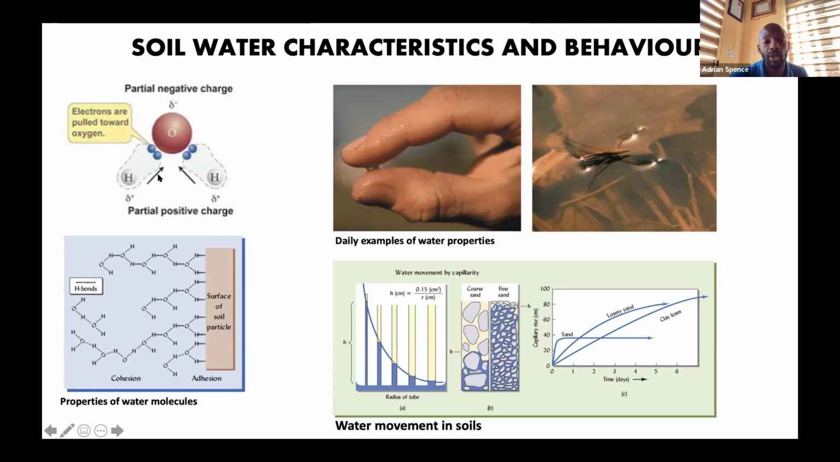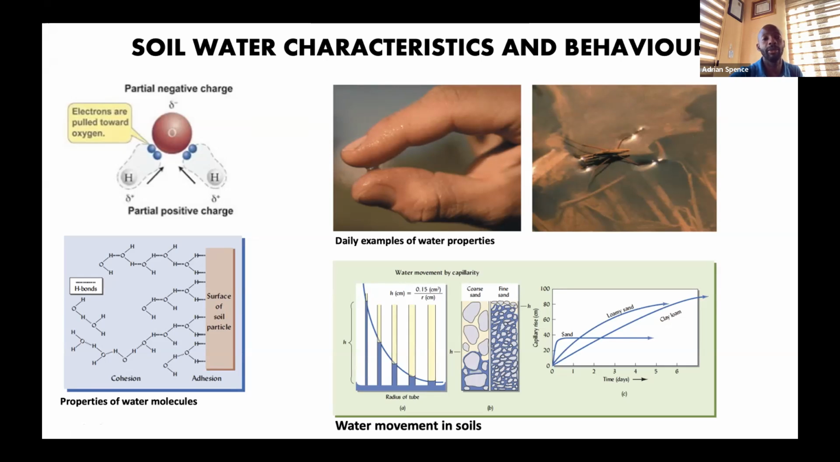If the things were equally shared, then there would be no partial charge. And that is what you refer to as a non-polar compound. In this case, the water molecule has what you call a polarity, again, because of the unequal sharing of the electrons. So you create a dipole, partial negative and a partial positive here.